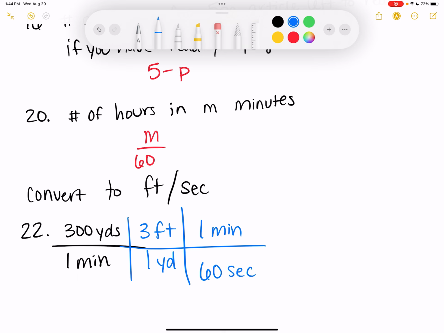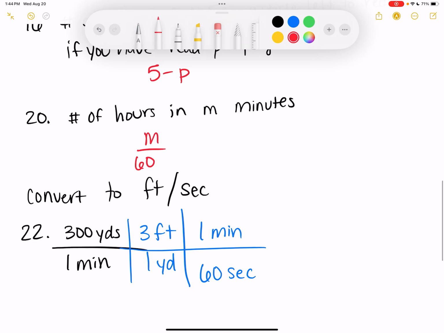Now the reason that I do it like this is because then I can look and see if my units cancel. This is almost like the top and bottom of a fraction. I have yards here and I have yards here, so those cancel. I had minutes down here and I have minutes up here, so those cancel. So the units that I'm left with are feet over seconds, which is what I was trying to get to. So now I need to multiply 300 times 3 and divide it by 60.